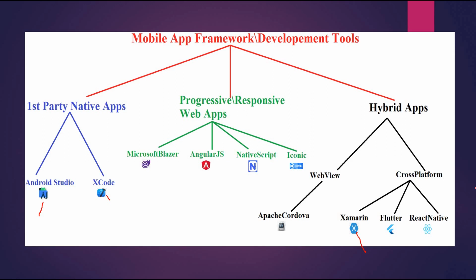Okay. All right. So here is what the segregation is. When we are going to develop an application, we have widely three options available. We can make something called a first-party native application, or we can make something called a progressive or a responsive web application, or we can make something called a hybrid application. Okay, so I know these are all heavy terms. Let's try and understand what all these three mean.